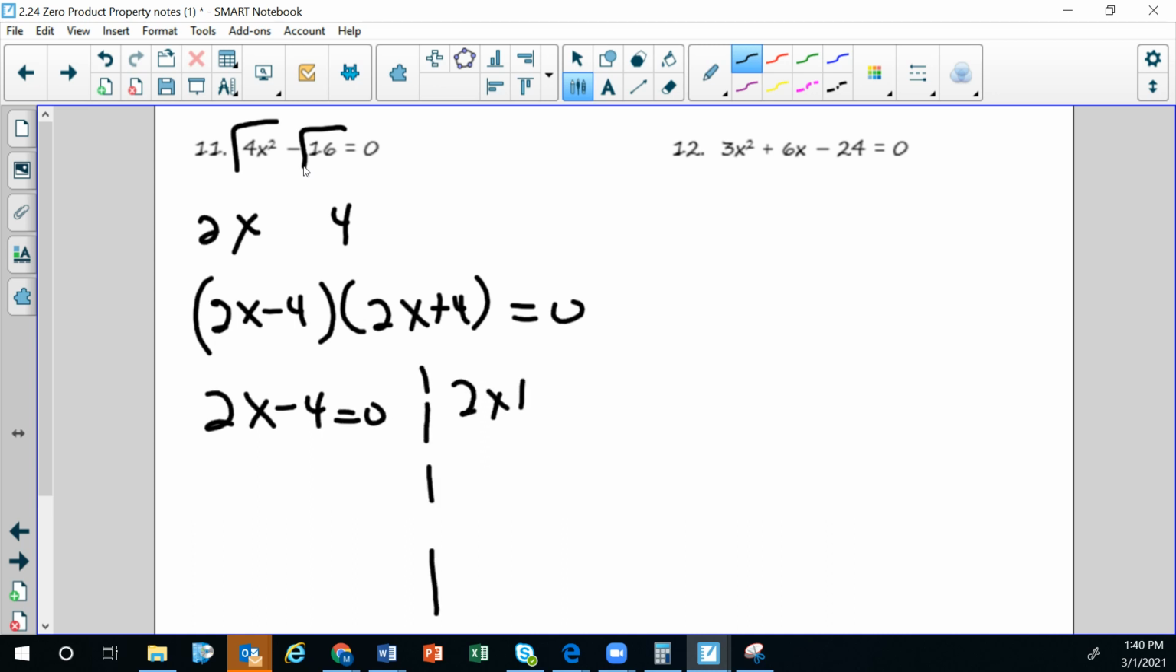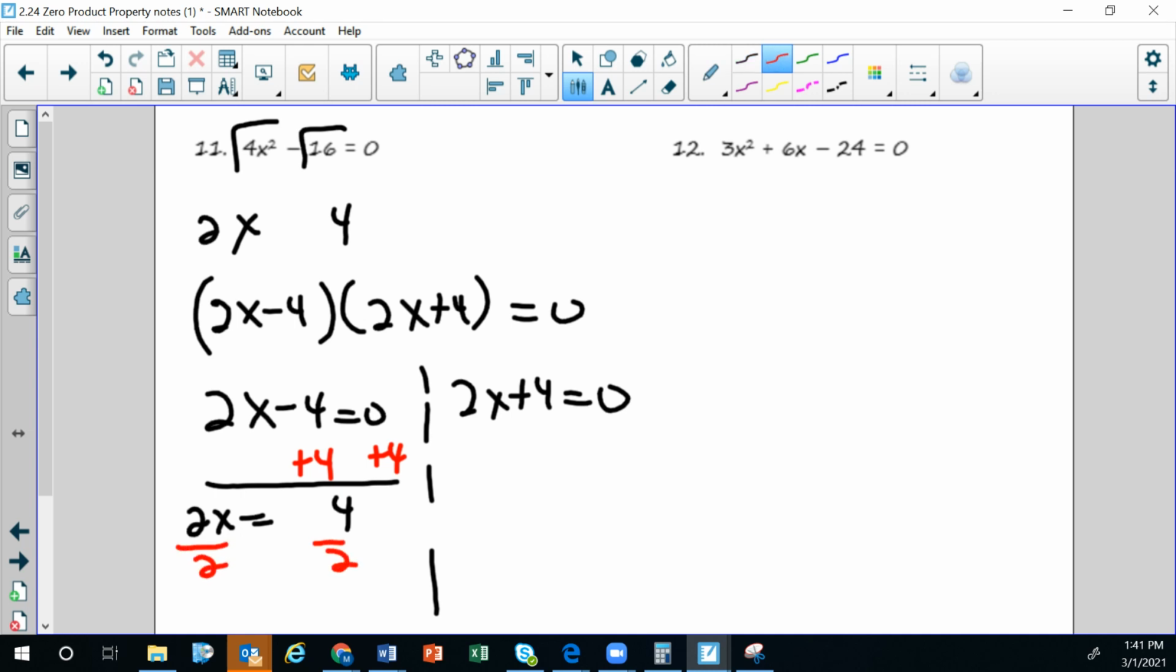2x plus 4 is equal to 0. All right. And I'm going to add 4 to both sides. And that gives me, if I draw my line now, 2x is equal to 4. And then I want x by itself, so I'm going to divide both sides by 2, and so that gives me x is equal to 2.